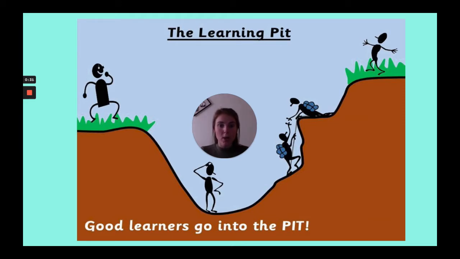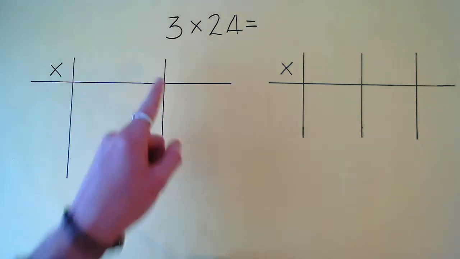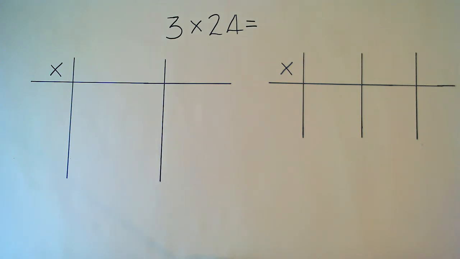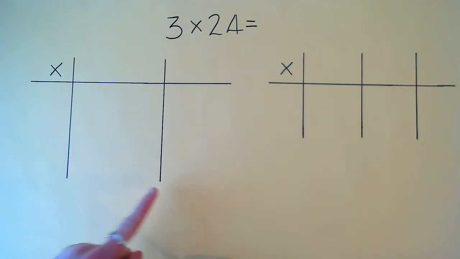Remember, you can always come to the Zoom at 11:30 if you've got any questions. Okay, so this is called the grid method because we use a grid for our multiplication. So you have some grids in your packs, or you can draw your grids like I have, with 2 lines down and 1 line across.